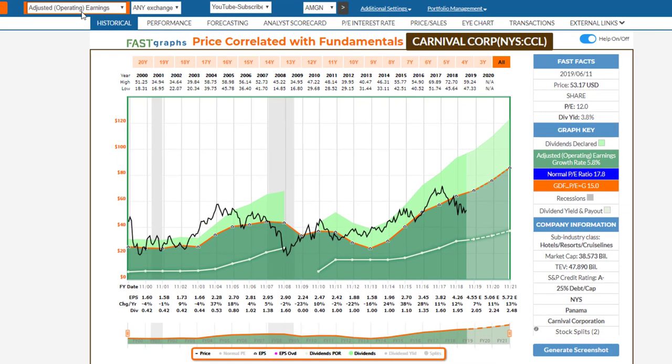And I'm going to start with adjusted operating earnings here. The orange line is simply a plotting of the company's earnings going back to 2000. And the multiple that line is drawn with is a PE ratio of 15. So no matter where I touch this orange line, I want you to notice the PE ratio is 15. Now, there's a couple of things that this graph does. First of all, it gives you some good insights into what the business is like.